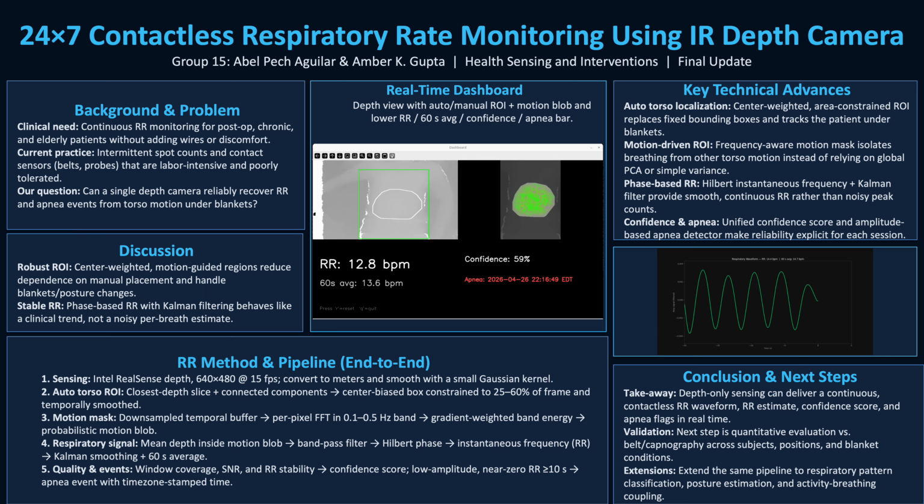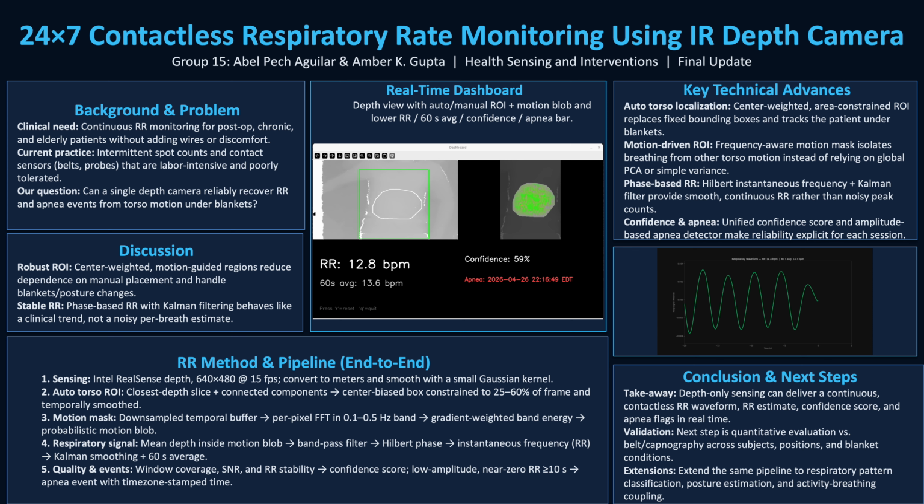In our proposal, we asked a simple question: can we get continuous RR and apnea information from a single depth camera pointed at the torso while the patient stays under a blanket? Because this is an IR depth camera, it only returns distance values per pixel, not a full RGB image of the person's face or room. That means we can see how the chest is moving without capturing identifiable visual details, which is increasingly important as hospitals and families worry about video privacy.